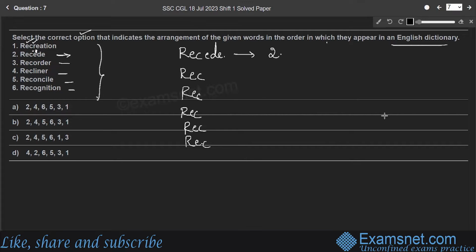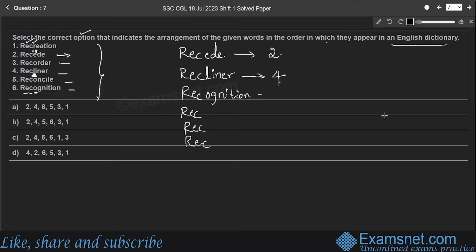Next comes R-E-C-L. L comes after E. Therefore, R-E-C-L-I-N-E-R. Recliner comes after the second word, which is recede. Next comes R-E-C-O. O comes after L. So recognition.